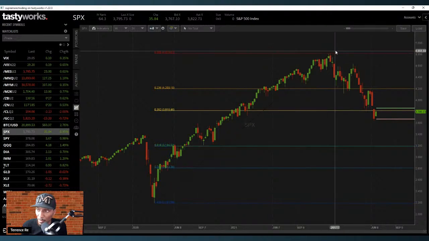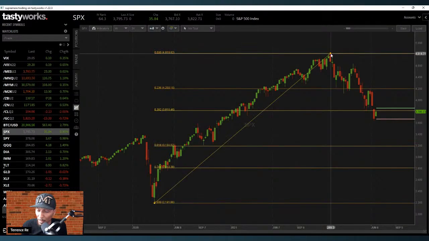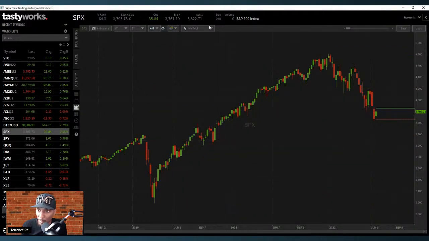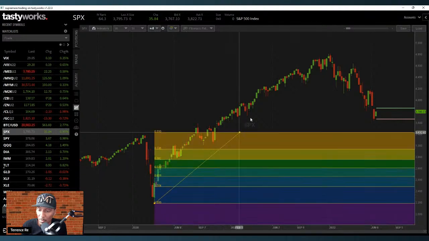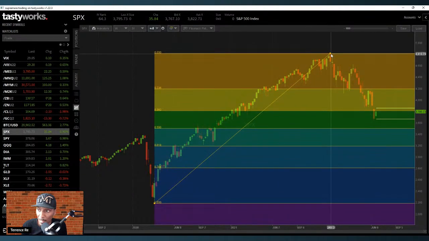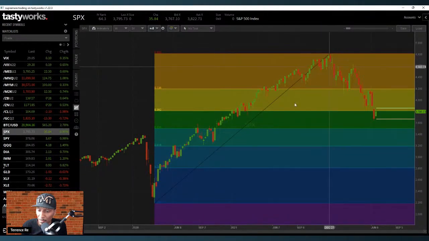Now I'll delete this because I'm going to show you guys so you'll get a chance to see how I do it. I'm going to do it fresh. I just come up here to where it says no tool, where it has the cursor, click that drop down menu, scroll down to Fibonacci retracement, and draw from low to high, right? So that's how it looks right there.